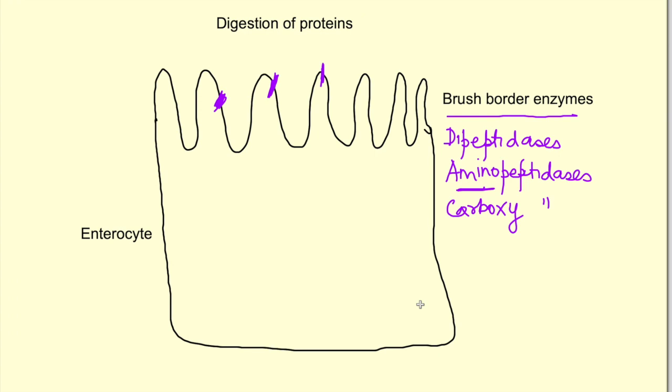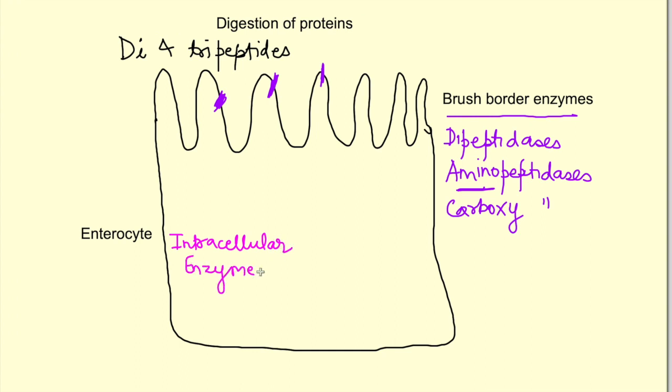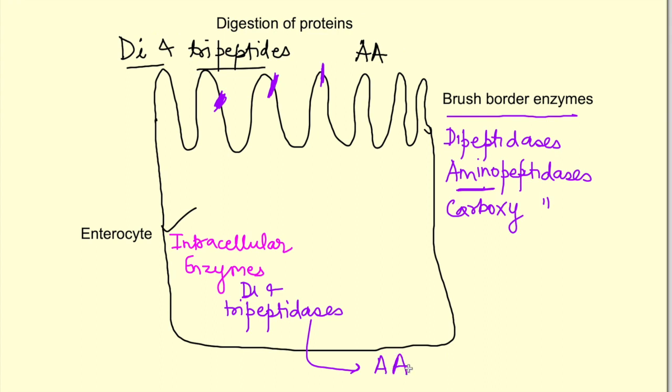Fine. But remember, again, despite the action of these brush border enzymes, still there remain some di and tripeptides. And these are actually digested within the cell. So that means there are the amino acids which need to be absorbed. And these di and tripeptides which are remaining, they are also absorbed within the cell. And further digestion takes place within the cell. So within the cell, again, there are di and tripeptidases which break the peptide bond, and further amino acids are released which are finally absorbed into the blood.